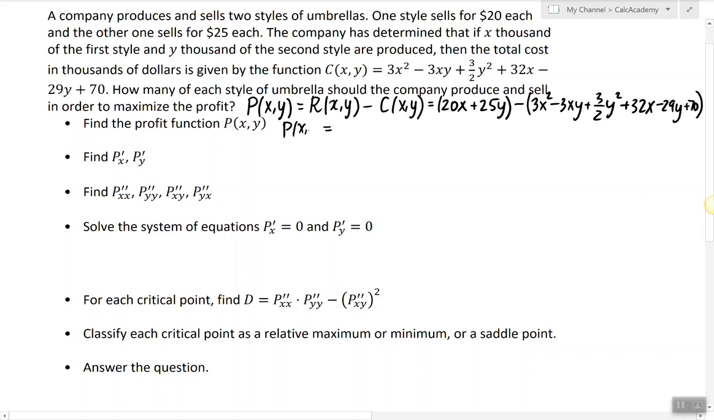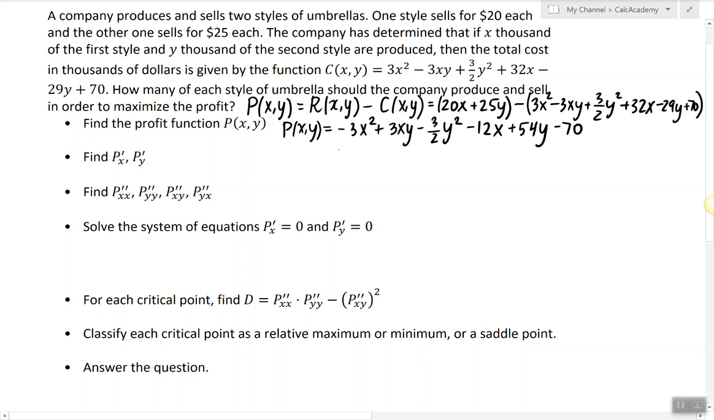We can combine like terms to get the following function. So the profit function is negative 3x squared plus 3xy minus 3 half y squared plus 12x plus 54y minus 70. And now to find the local minimum and maximum, we have to find the first partial derivatives, second partial derivatives, and then just follow the procedure.